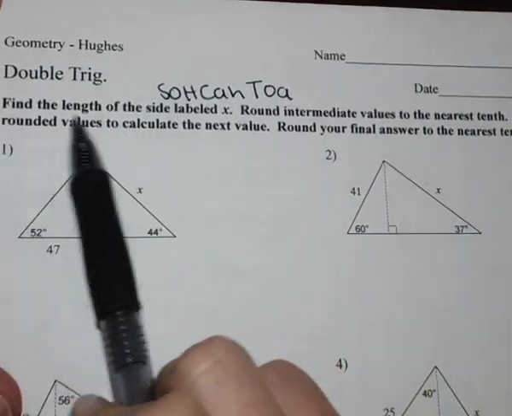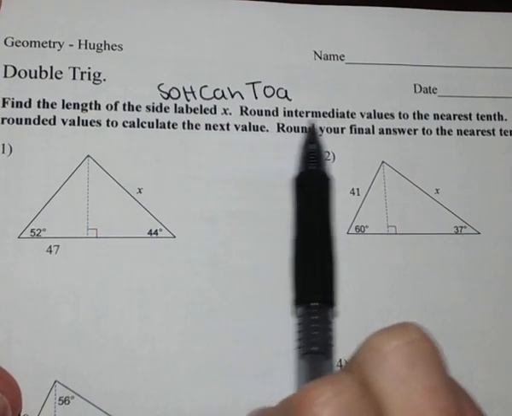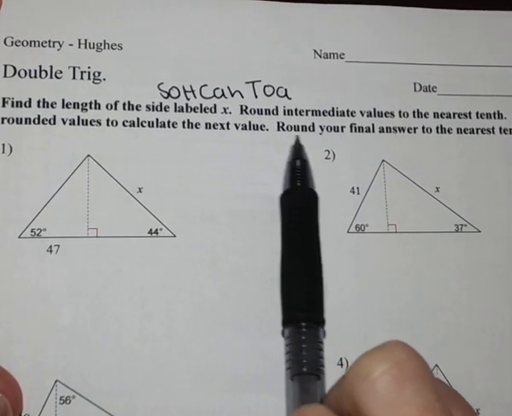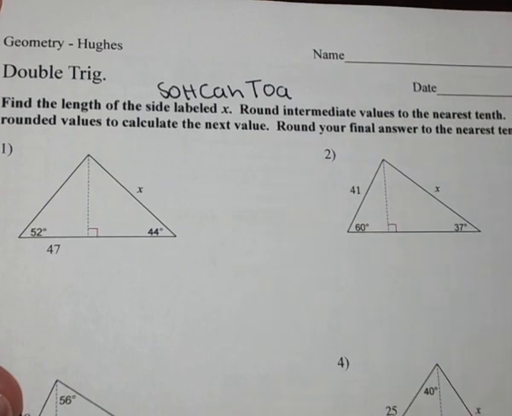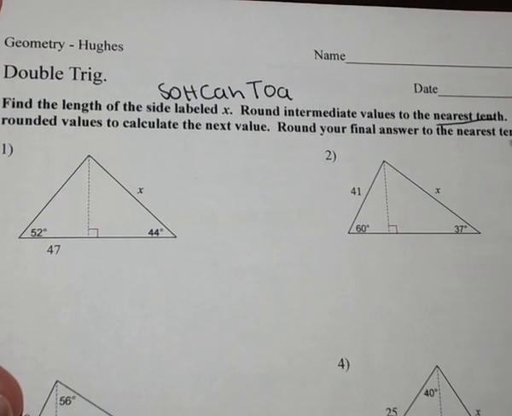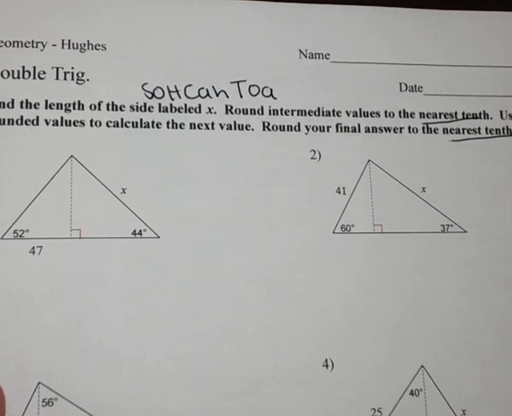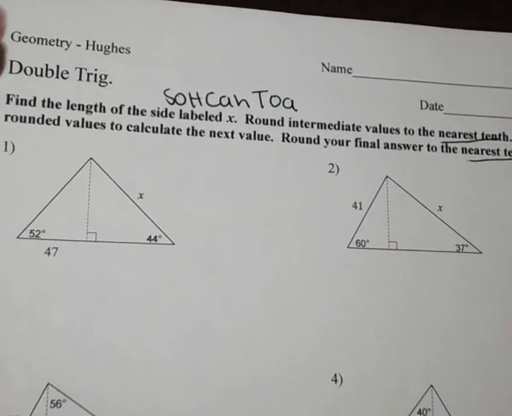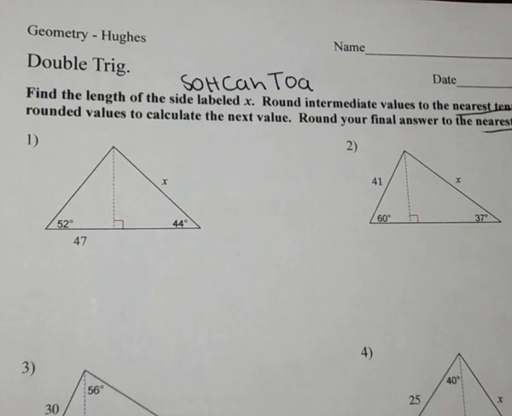And then it says find the length of the side labeled x, round intermediate values to the nearest tenth. Use the rounded values to calculate the next value, round your final answer to the nearest tenth. So basically every value to the nearest tenth. Intermediate means values in the middle of the problem. So how you're going to do any double trig, and it could be listed in the form of a word problem. We'll see some of those once we start our review.